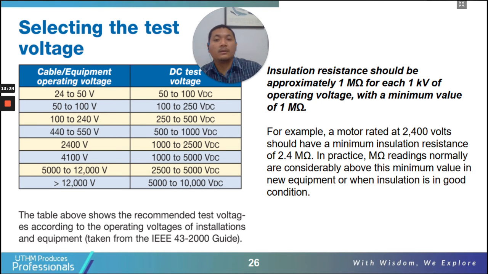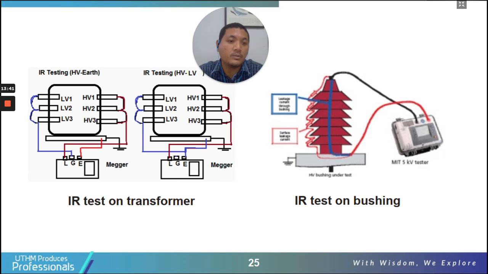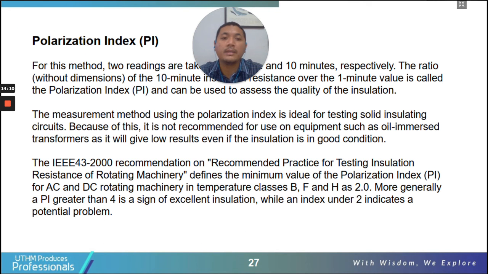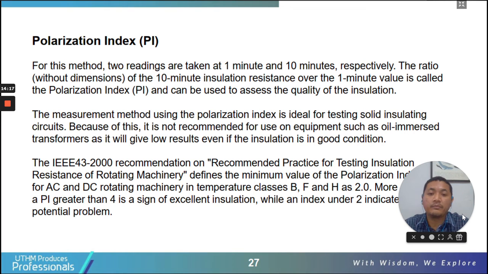And then polarization index. Before that, the IR test: usually when you connect the equipment to the test set to get the insulation resistance value, it will take 1 minute. One minute for the equipment to inject the 5 kV VDC, measure the leakage current, and use Ohm's law to get the resistance. The second one is PI, polarization index.